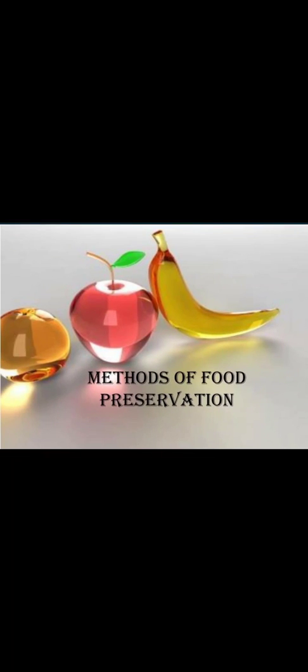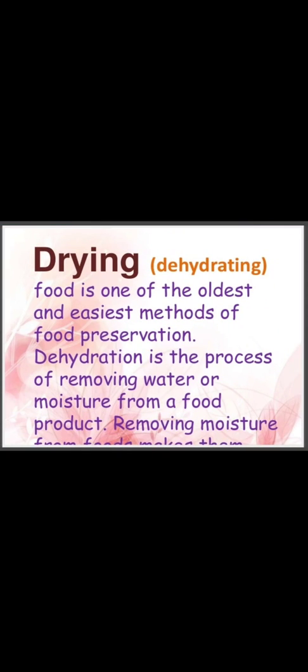So now I will explain the different methods of food preservation, how we can preserve different food items by using different methods. The first method is dehydration or sun drying. It is one of the oldest and easiest methods of food preservation. Dehydration means the process of removing the water or moisture from the food items. In this process, the water content from the foodstuff is removed by sun drying or by heating artificially.